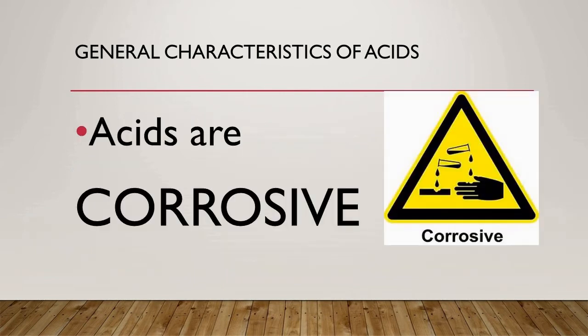Third, acids are corrosive. It means they can eat away materials, even your hand, even your clothes, even the metals. Acid can eat them. Because acids are reactive to them, they are corrosive.